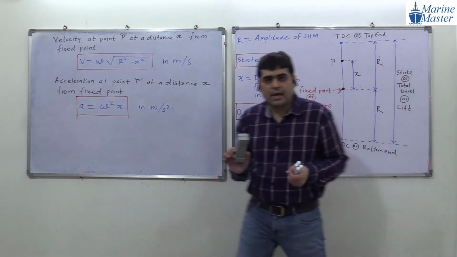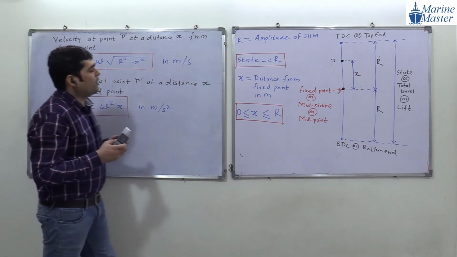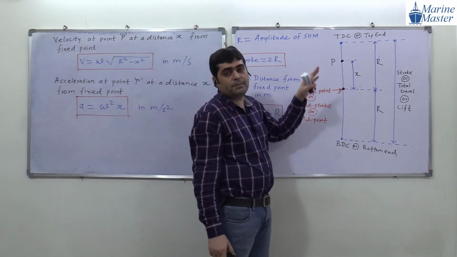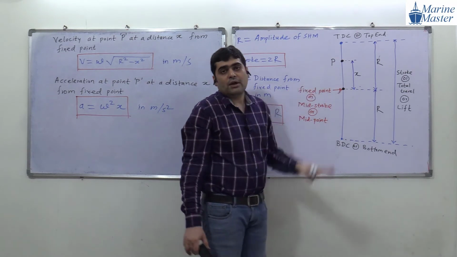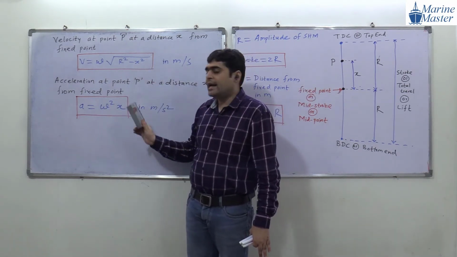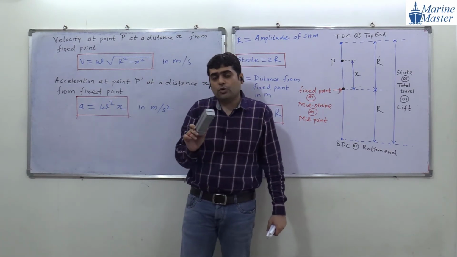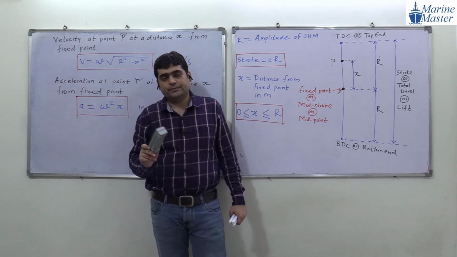So now, guys, what we got? We got two relations. When we are at point P, at a distance x from the fixed point, velocity will be V is equal to omega under root of r square minus x square, and acceleration is omega square into x.